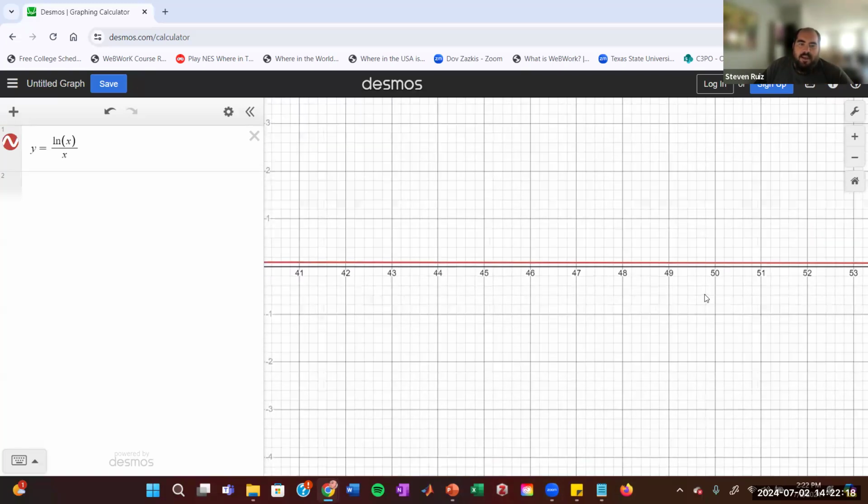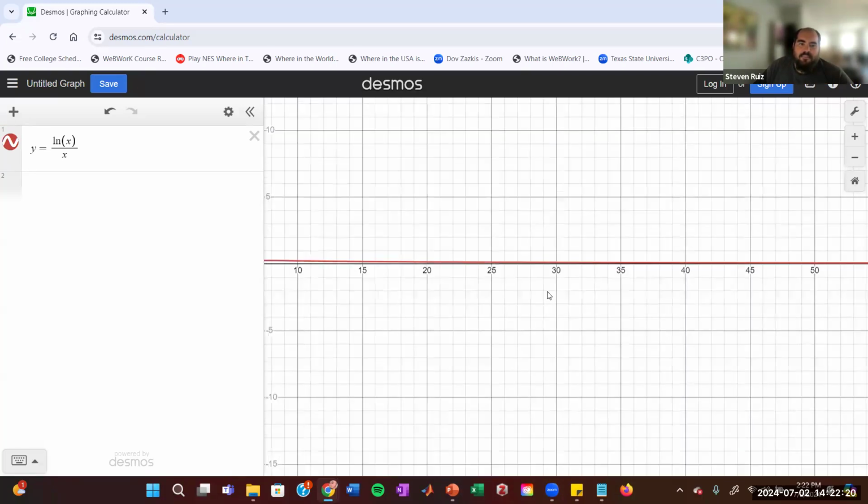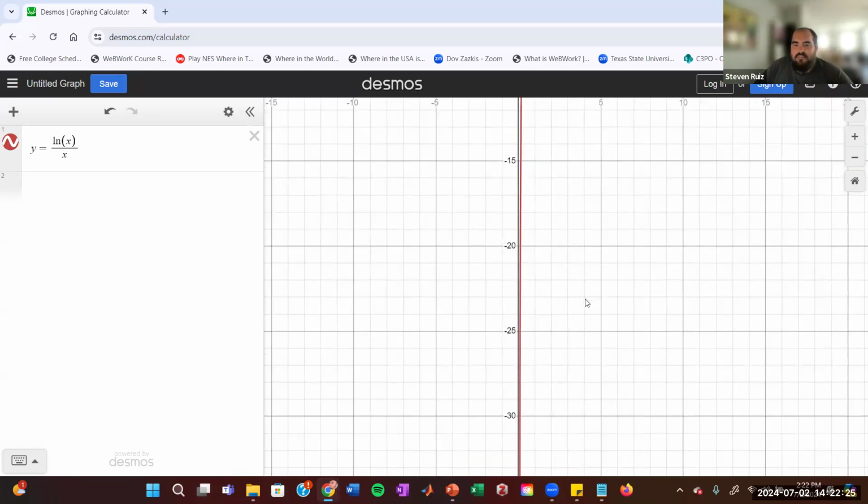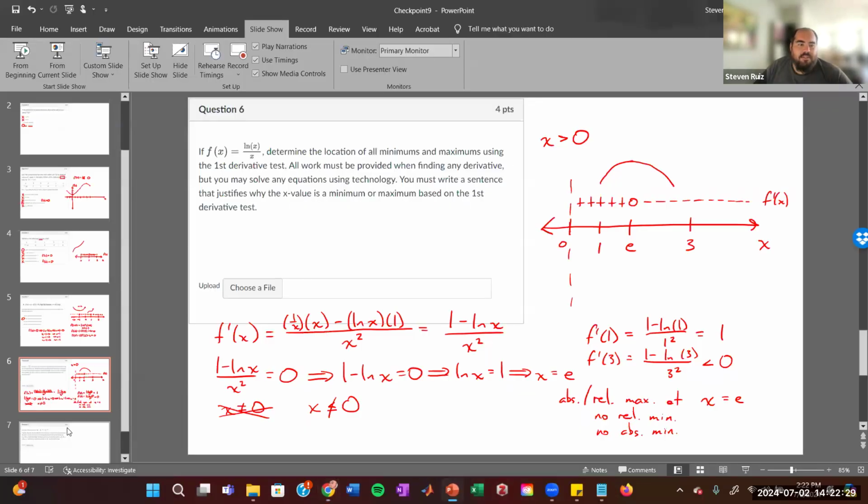The real reason it has no absolute minimum is this behavior as I approach x equals zero. I'm just going to keep getting arbitrarily more negative numbers.